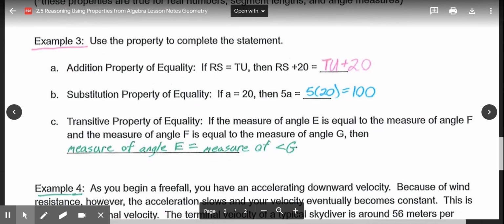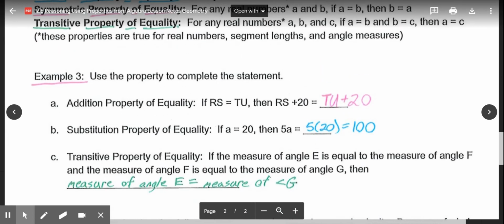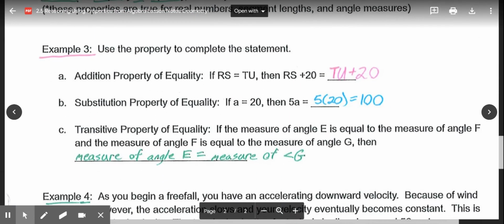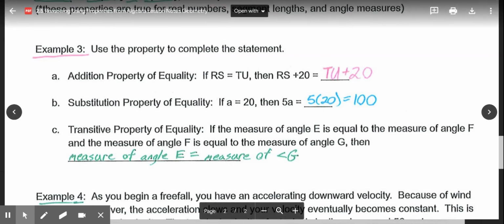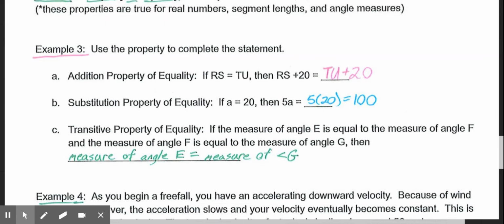So looking at example 3, we're going to apply these 3 new properties, plus the ones earlier. So use the property to complete the statement. Our addition property of equality says if RS equals TU, then RS plus 20 would equal TU plus 20. As long as we're adding the same thing to both sides of the equal sign, they are still equivalent.